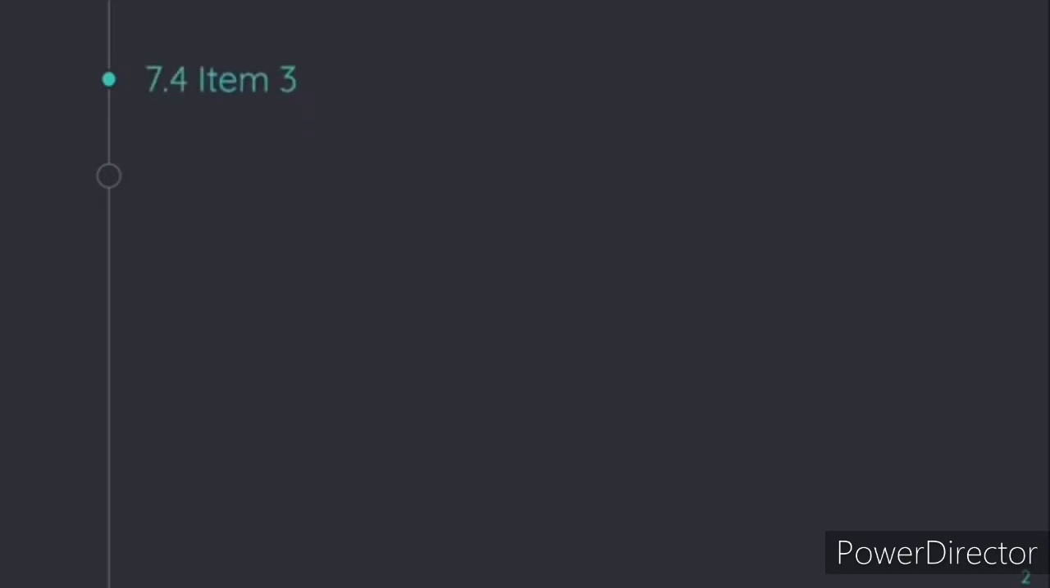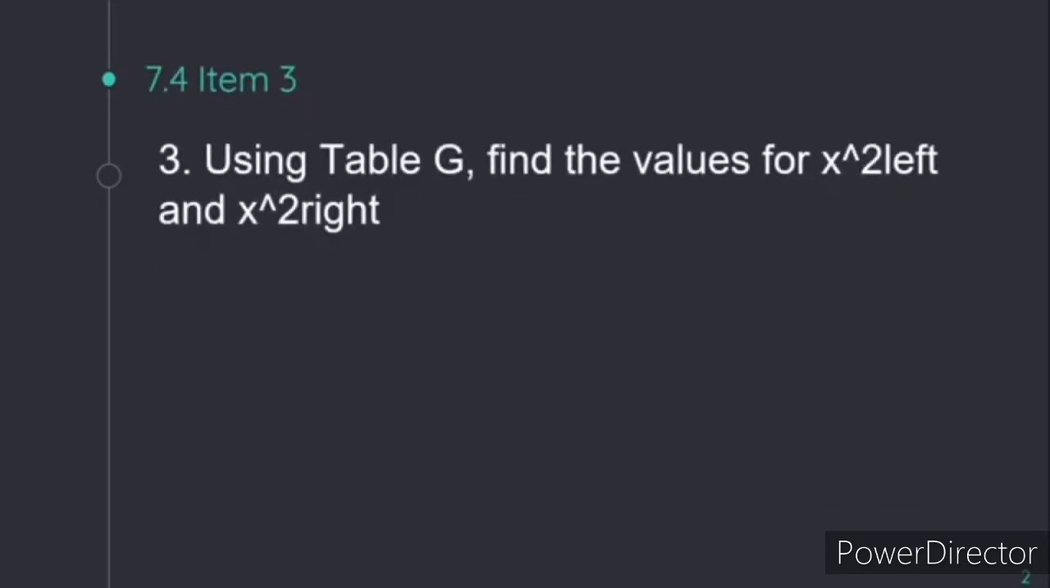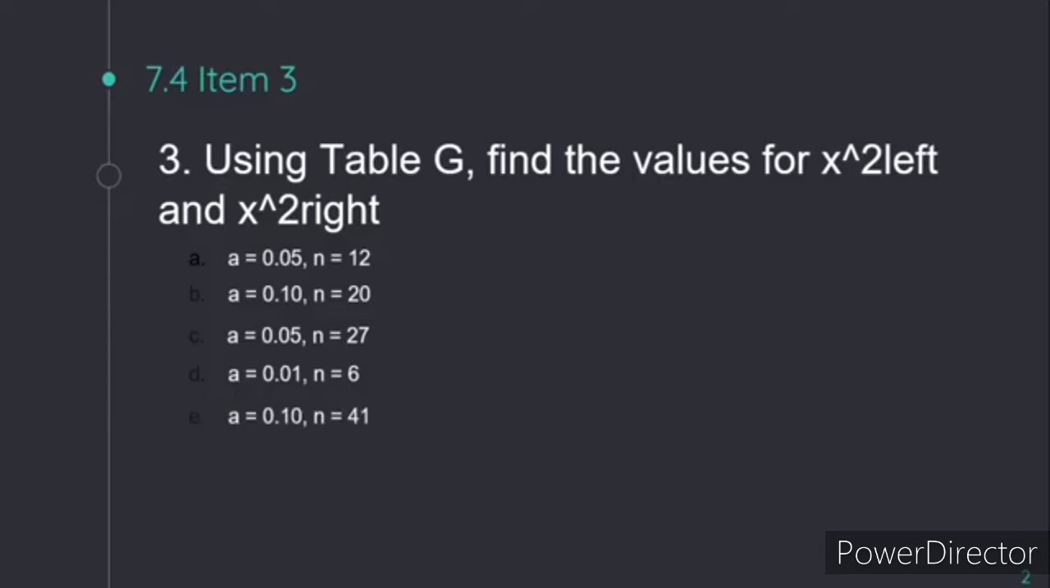Exercise 7.4 Item 3. Using Table G, find the values for chi-square left and chi-square right. So we have letter A. Alpha is equal to 0.05 and n is equal to 12. B. Alpha is equal to 0.10, n is equal to 20. C. Alpha is equal to 0.05 and n is equal to 27. D. Alpha is equal to 0.01 and n is equal to 6. Letter E. Alpha is equal to 0.01 and n is equal to 41.